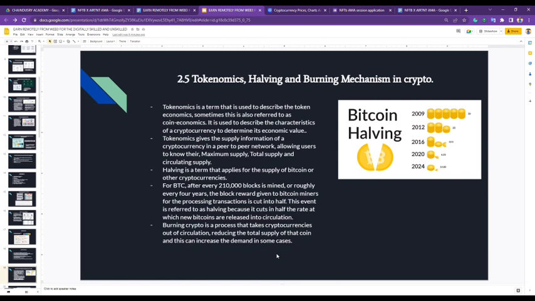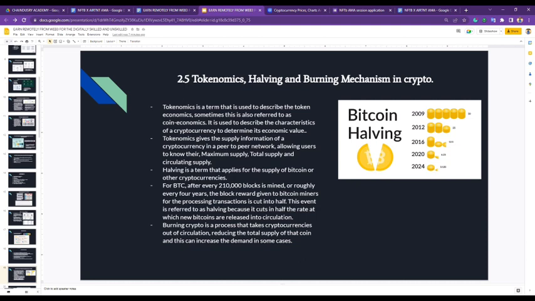Like in this infographic which I have included here, it shows that when Bitcoin mining launched in 2009, miners were getting 50 Bitcoin for every reward, for every transaction that they confirm. It kept on going. After every 210,000 blocks is mined, or roughly every 4 years, because it takes about 4 years for those blocks to be mined on BTC, the block reward given to Bitcoin miners for processing transactions is cut in half. This event is referred to as halving because, as the term implies, it cuts the reward in half.